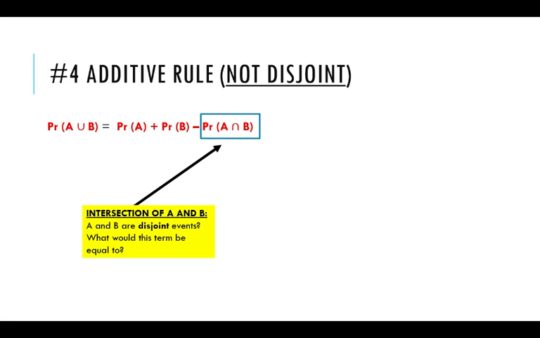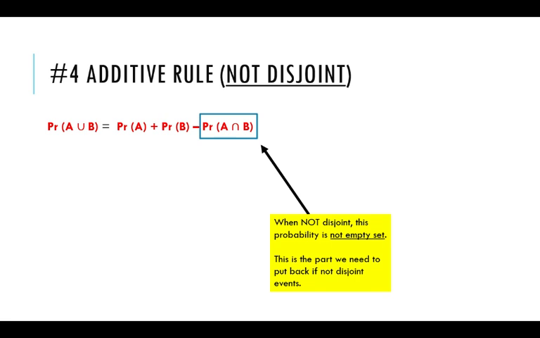Now, look at the yellow note. It says A and B are disjoint events. What would this term be equal to? So in our assumption from before, when we assumed we had disjoint events, what do I know about that term, folks? Remember, we're capturing the intersection, the overlap. Well, let's think about it. Do you agree that if A and B are disjoint events, there'd be no overlap? So that part would have been an empty set or a null set. That's why it fell out in our previous equation.